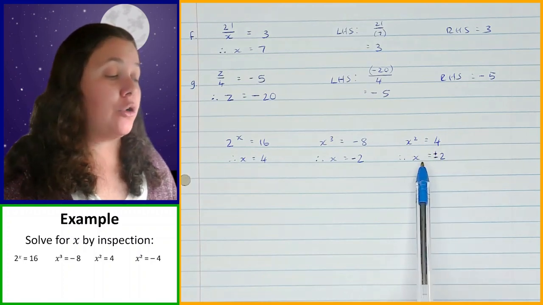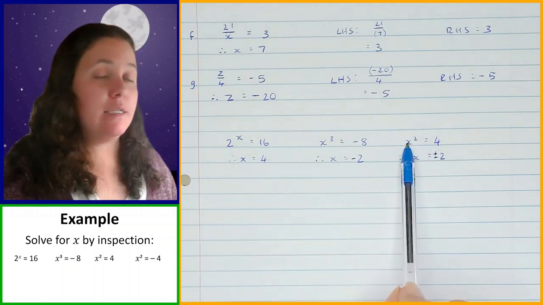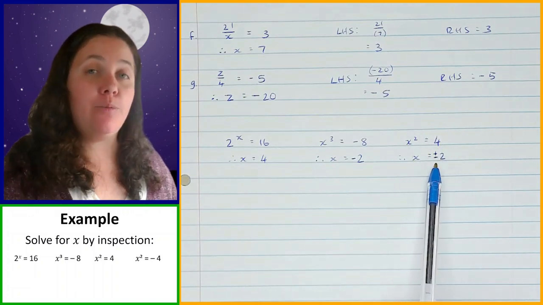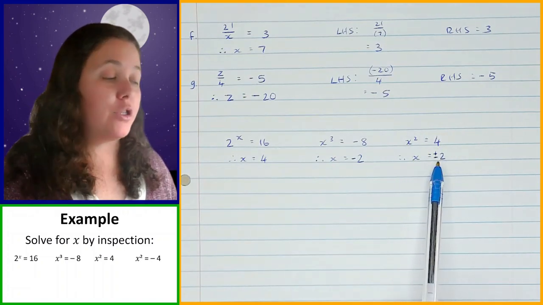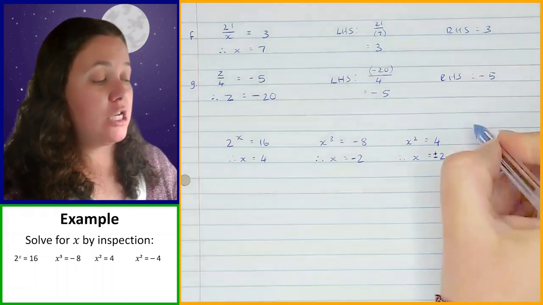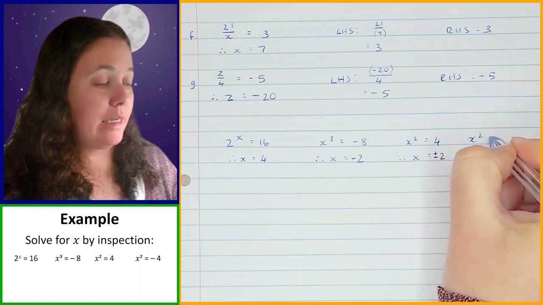Okay, so when you have an even exponent like this, then you have to be careful when you're solving an equation that you need to put both of those answers down, both of the possibilities. Okay, so you need to be very careful about that. And then the last one we're going to do is x squared equals negative 4.